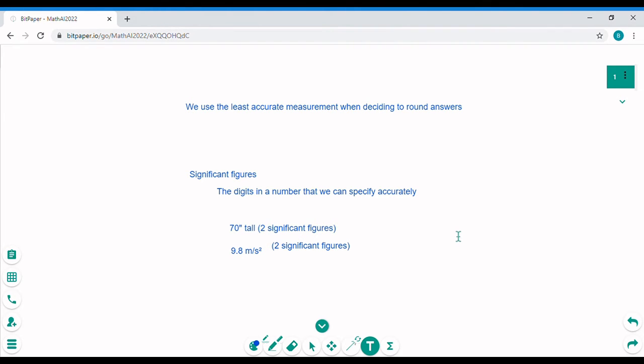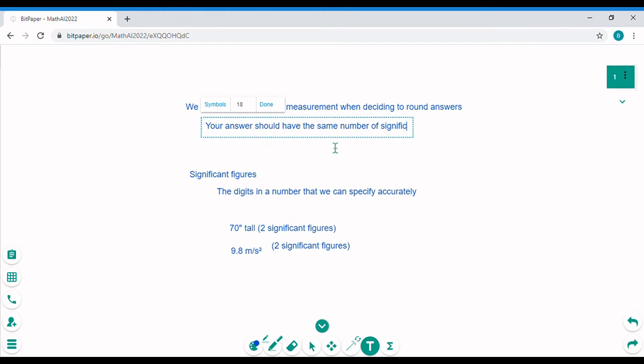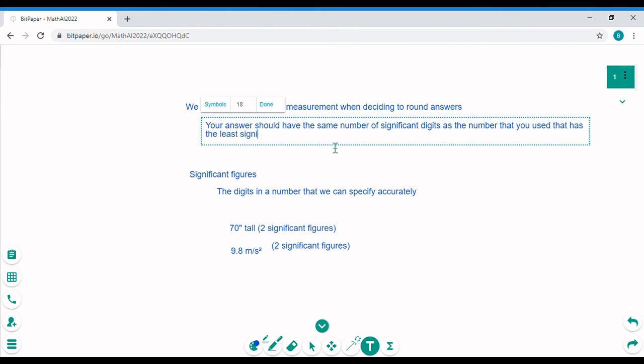Okay, so our rule is going to be: we use the least accurate measurement to decide the right answers. What that means is your answer should have the same number of significant digits as the number that you used that has the least significant digits. Okay.